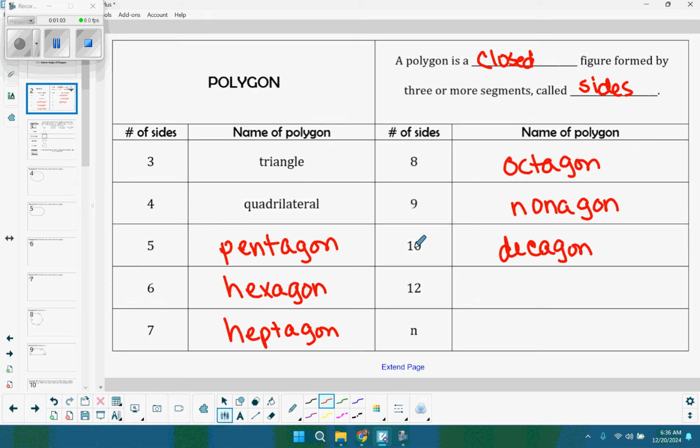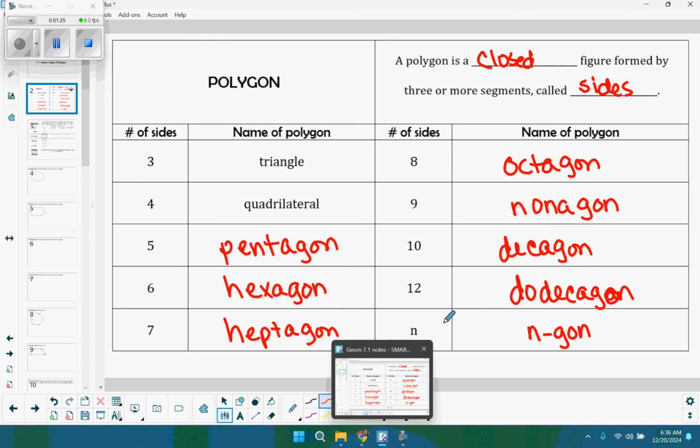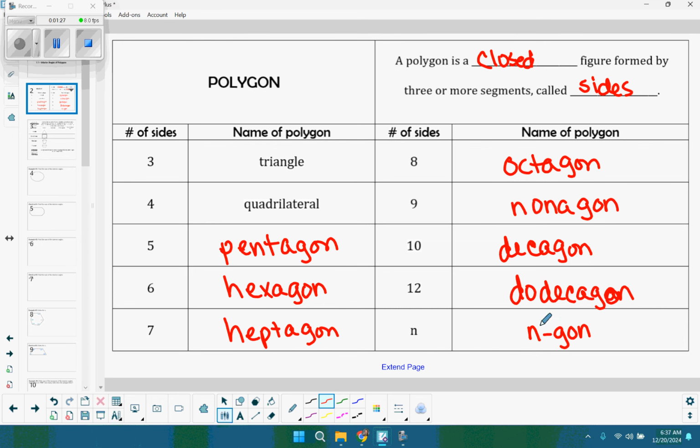There is a name for 11, but we're going to skip it for right now. 12 is like a decagon plus 2 more. So we have do for the 2 and decagon for the 10. So dodecagon. And then any other number of sides, we're going to call the number of sides n, and we can just call it the n-gon. So 13 sides would be a 13-gon. Then we'd have a 14-gon and a 15-gon and so on.